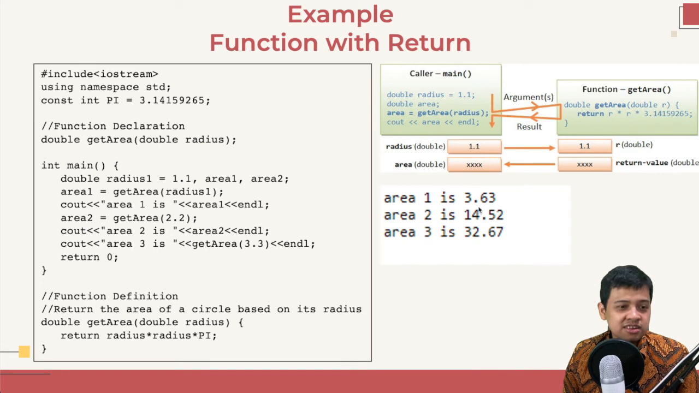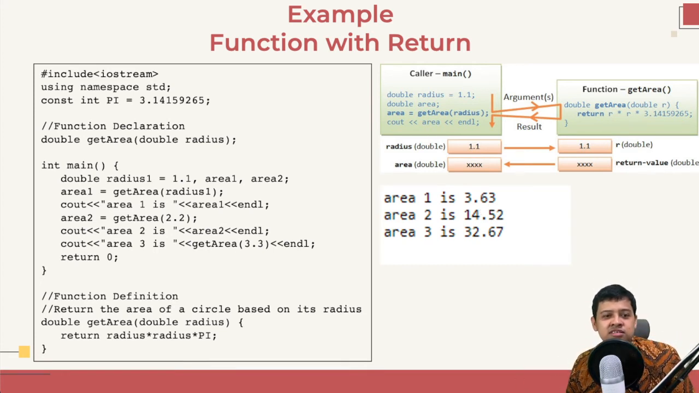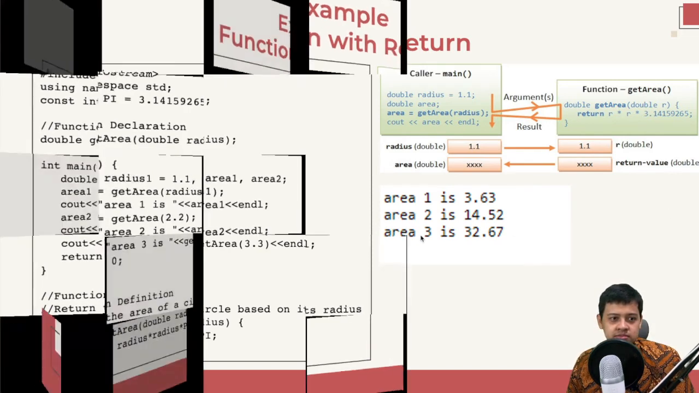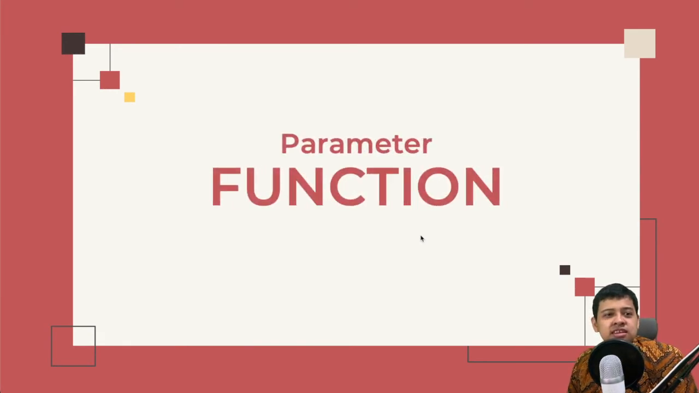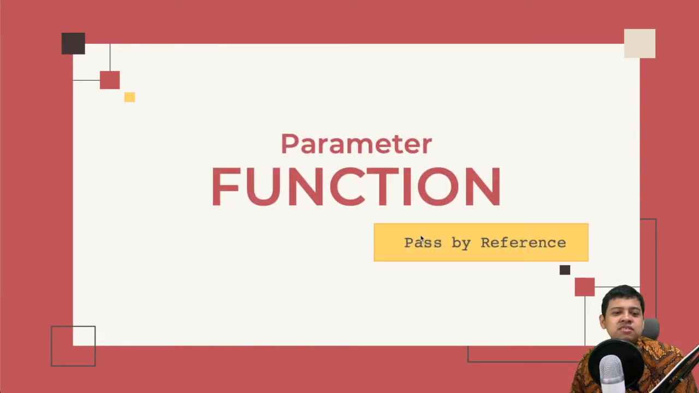So we can see here, my calculation is not that far. Area 1 is 3.6 and so on. I think that's the function calling and then the example.